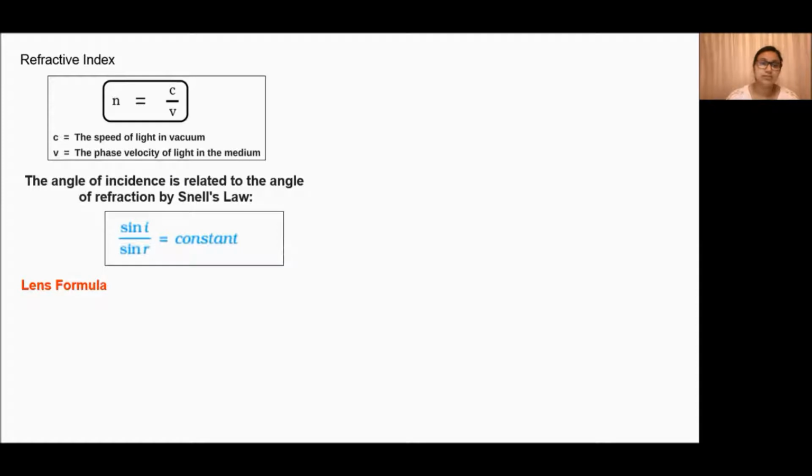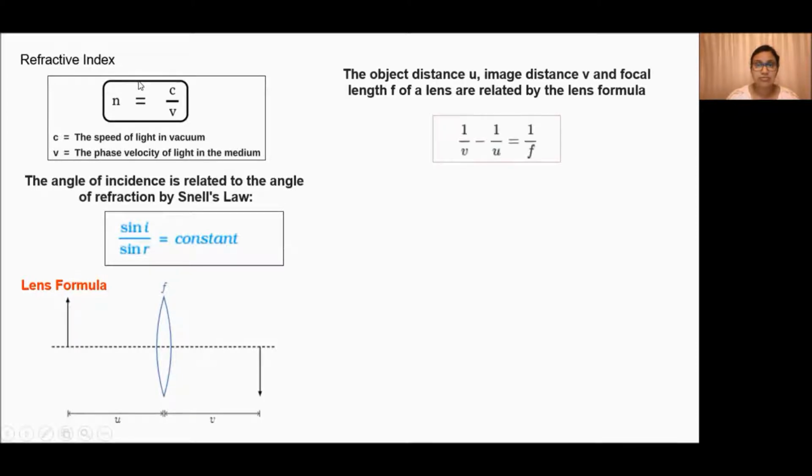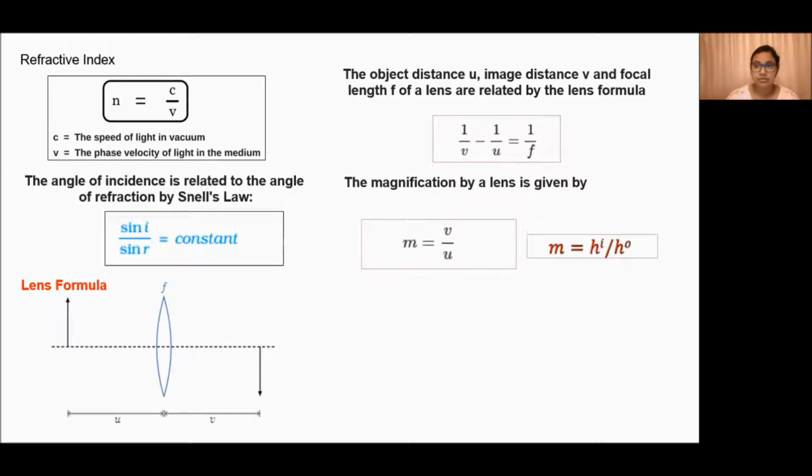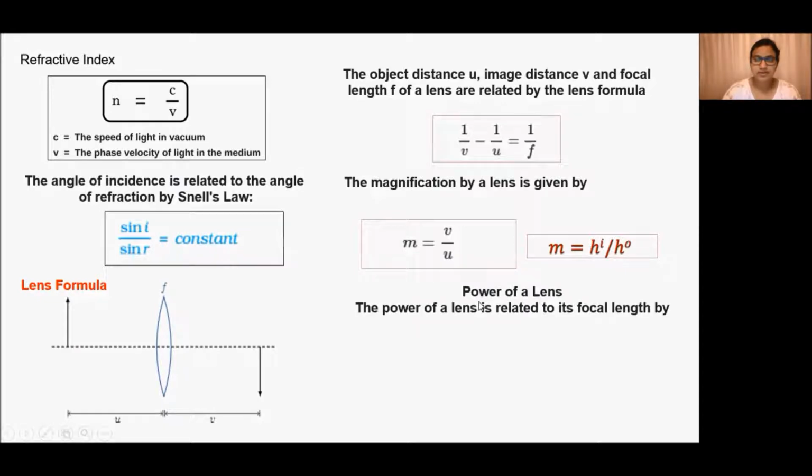Next is the lens formula, a relation connecting the object distance, image distance, and the focal length, which is given by 1 by V minus 1 by U is equal to 1 by F. And the magnification by a lens is given by M is equal to V by U, or we have M is equal to Hi by H0. Next, power of a lens is related to its focal length and is given by P is equal to 1 by F. So remember all these formulas.